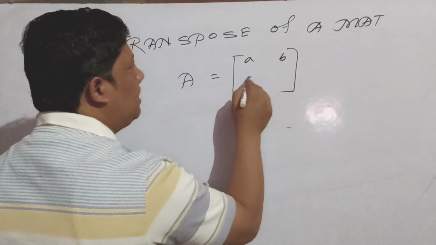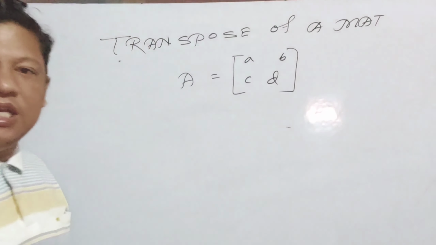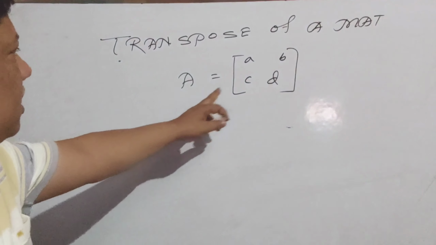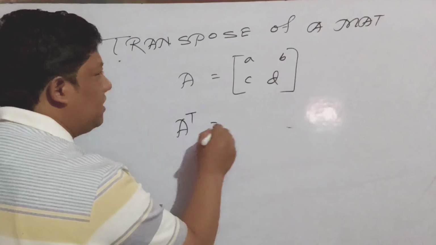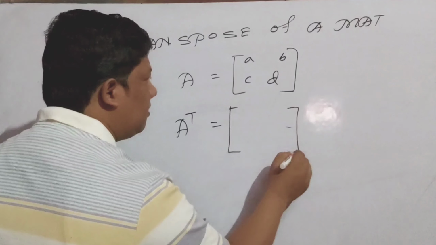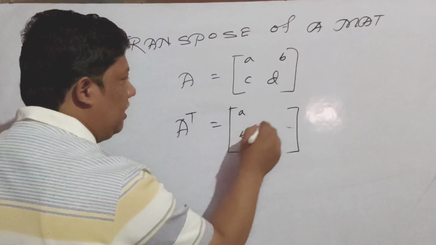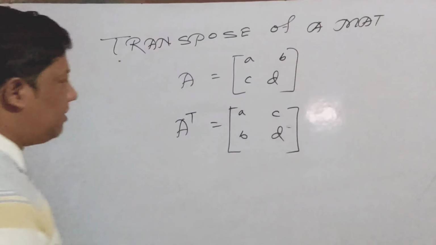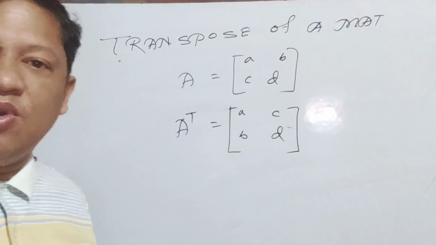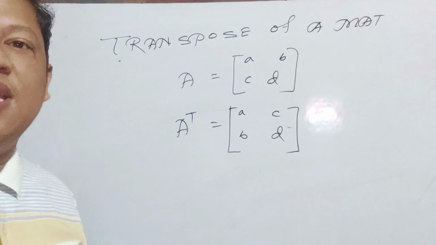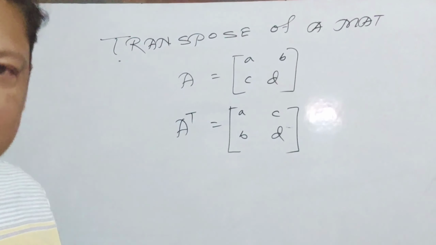A, B, C, D. It is a matrix A, B, C, D. Then if you want the transpose, A transpose is given by A, B, C, D. That means every row should be converted into a column and every column into a row. And that is called the transpose of a matrix.